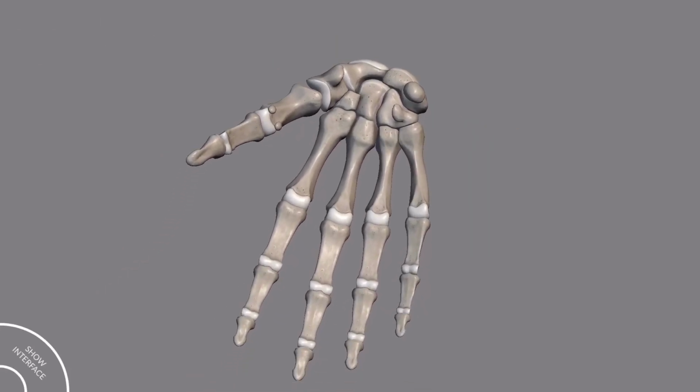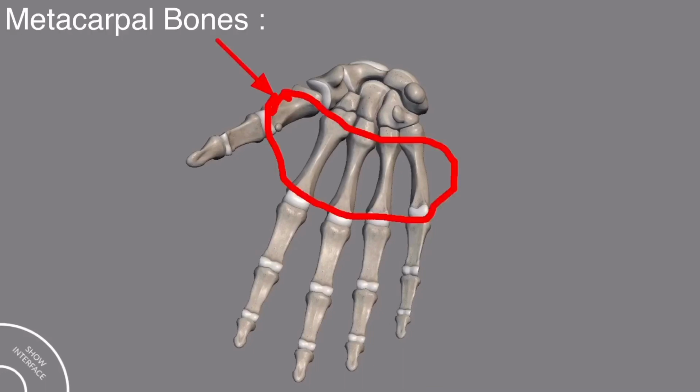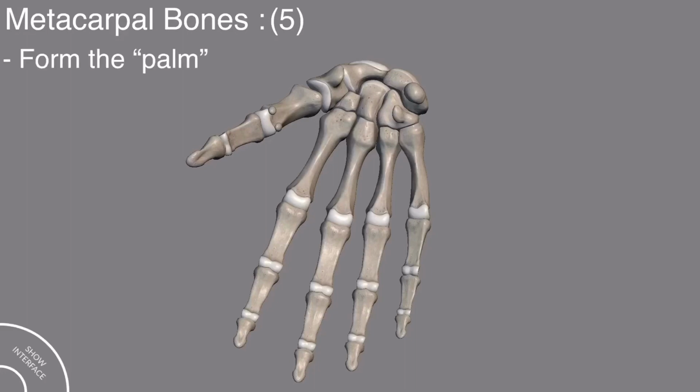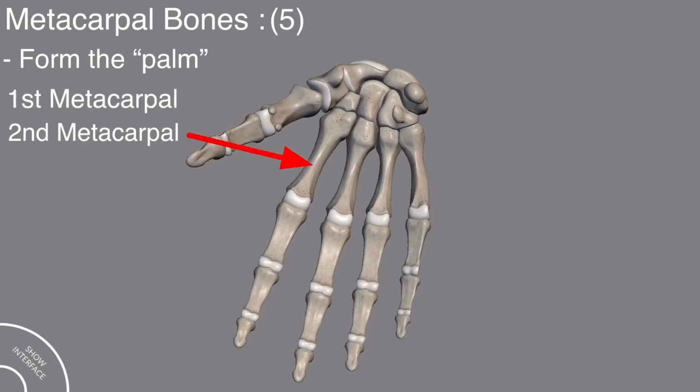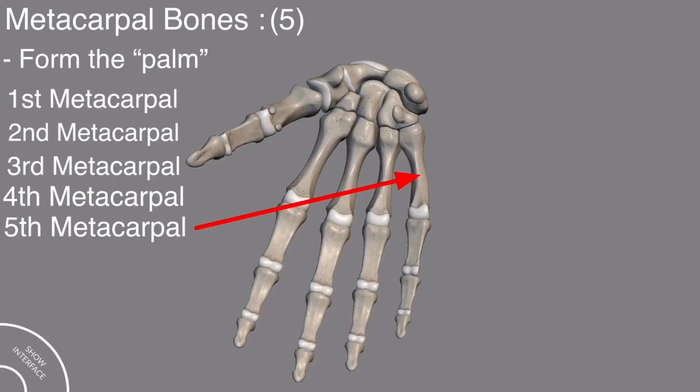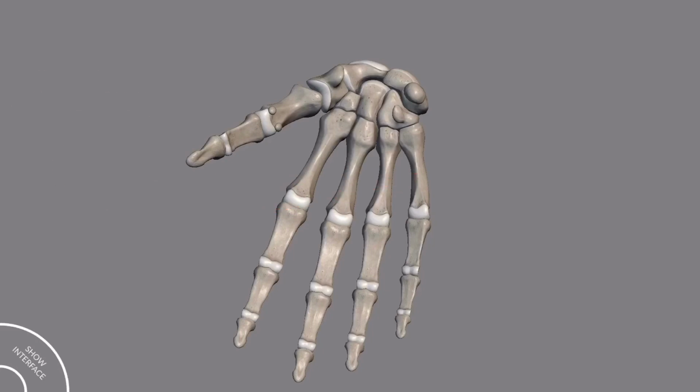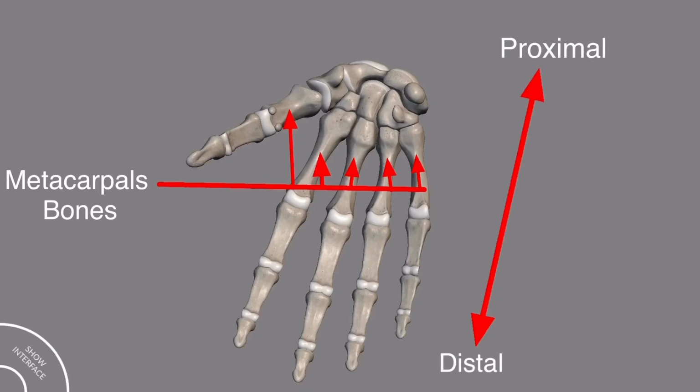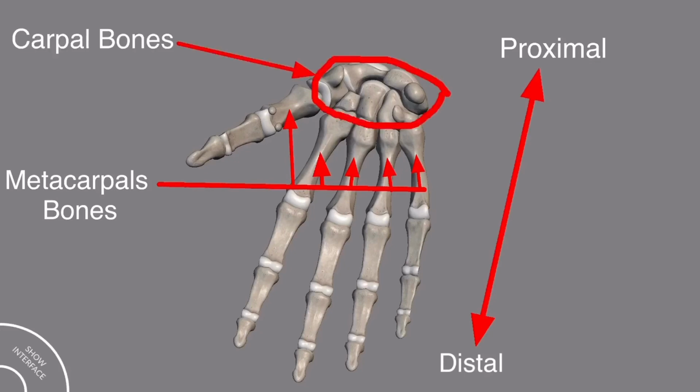Now let's move our discussion towards the metacarpal bones. There are 5 metacarpal bones in one hand. The bones of the metacarpal form the palm of the hand, and the bone of the metacarpal of the thumb is the first metacarpal. This is the second metacarpal. This one is the third, fourth, and the fifth metacarpal bone. The bones of the metacarpal are present distal to the carpal bones. That's why they are called the metacarpal bones.